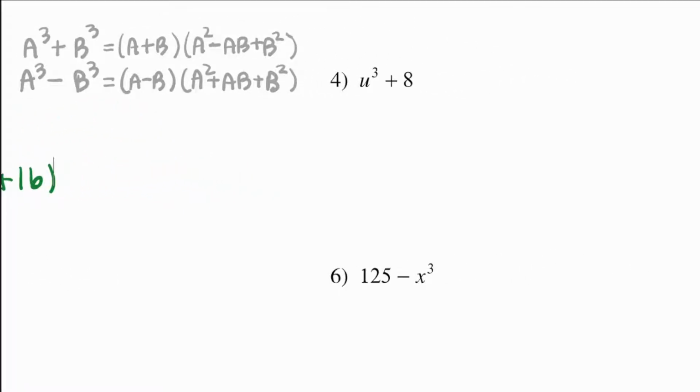Now for u to the 3 plus 8 is going to be a sum of 2 cubes. It's going to be u cubed plus 2 cubed. And I'll have u plus 2, okay, same, u squared, opposite, minus 2u, plus, always positive, 2 squared is 4.